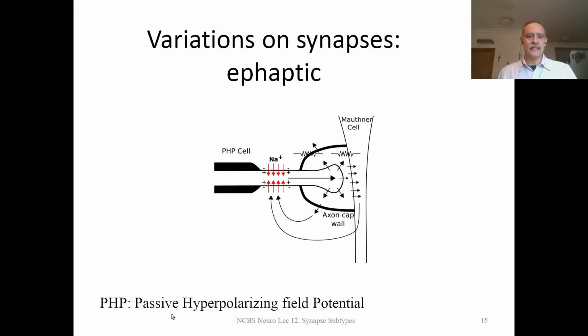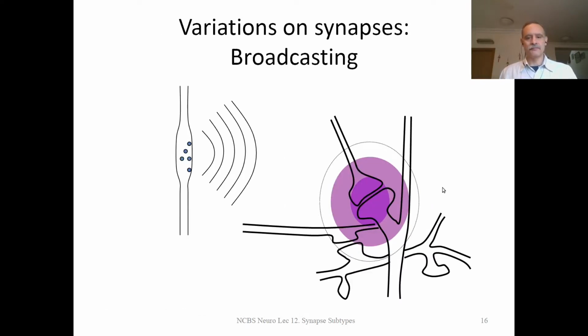It's called a passive hyperpolarizing field potential is what this synapse achieves. Okay, so that's a really weird one. And finally, here's another class of synapses which doesn't even bother to have very precise localization. And there are two variants of this.